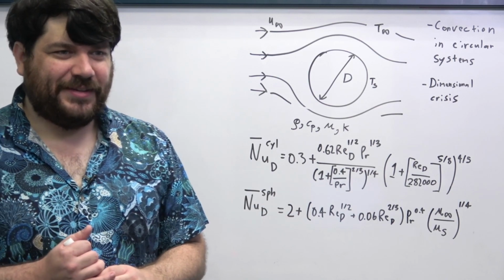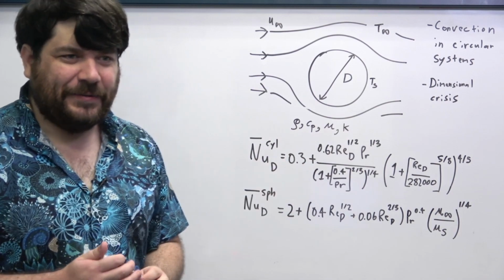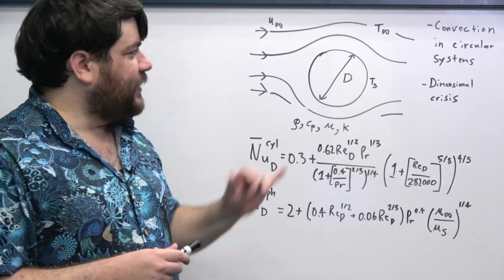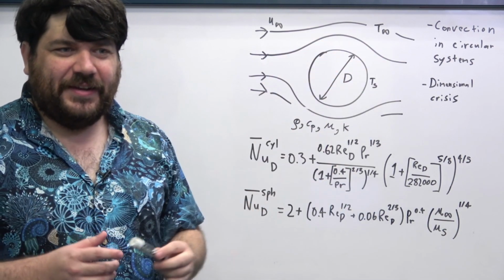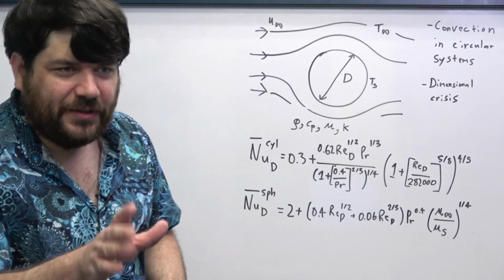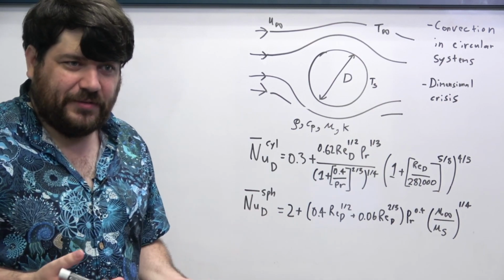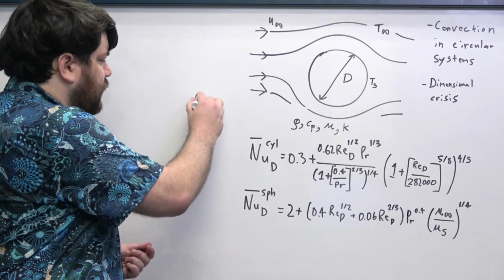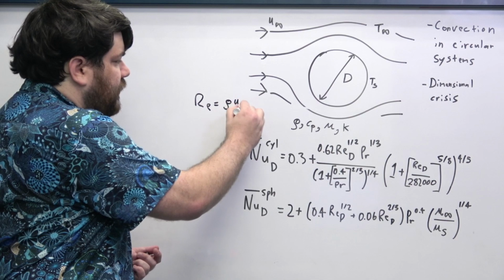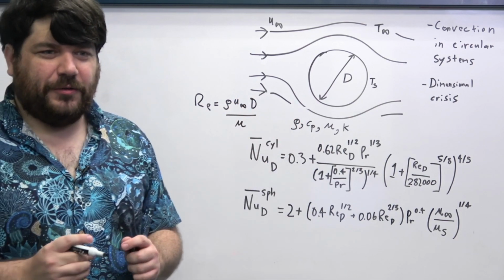But what happens when these things vary significantly between the temperature at the surface of the object and in the background? Well, consider the following. We had defined, for the purposes of simple calculations, that the Reynolds number is just equal to rho u infinity times the diameter divided by mu, at least for cylindrical systems.